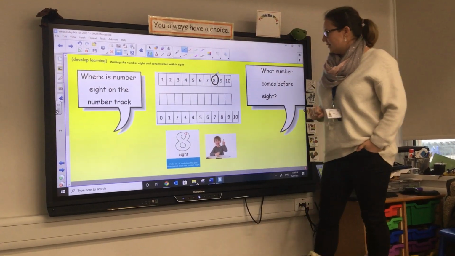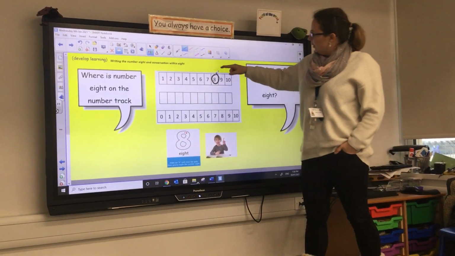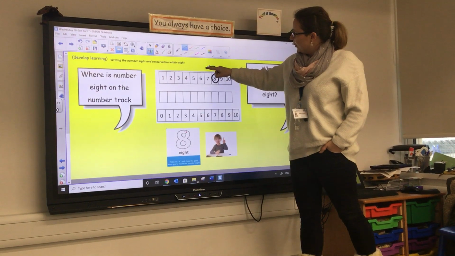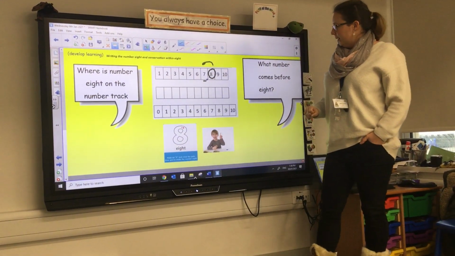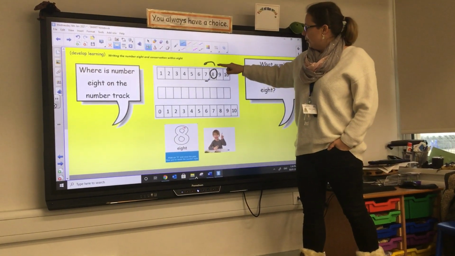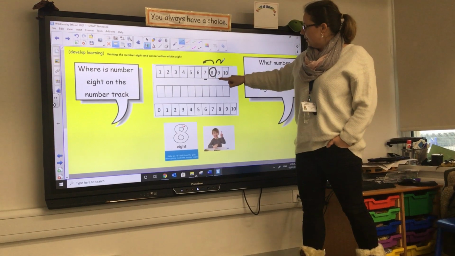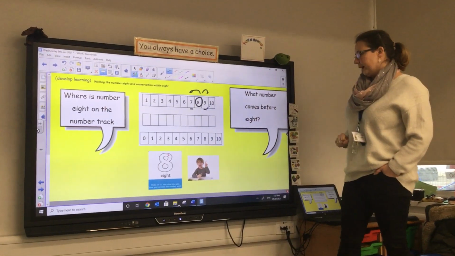There's the number 8. But what number comes before number 8? Remember, if it's before, you count backwards. So before number 8 is number 7. It doesn't ask it here, but what number comes after number 8? Count forwards. It's number 9. Good counting, good use of your number track.